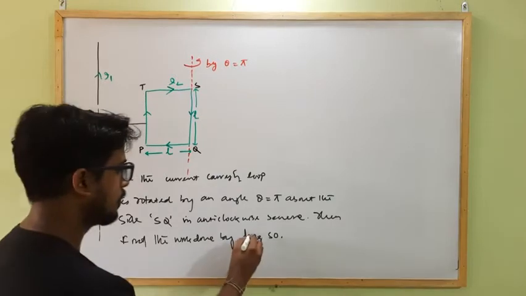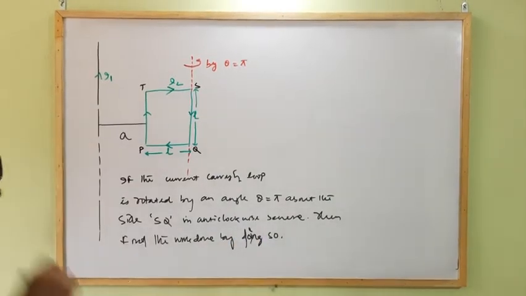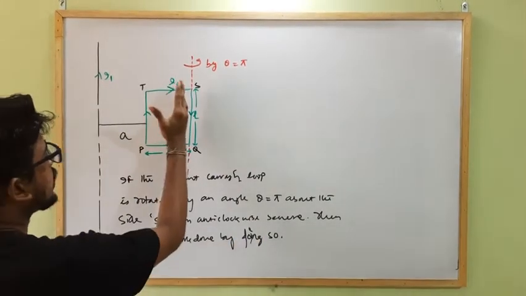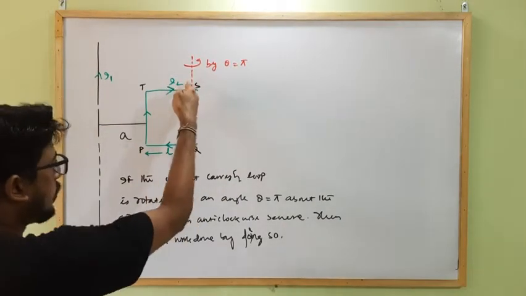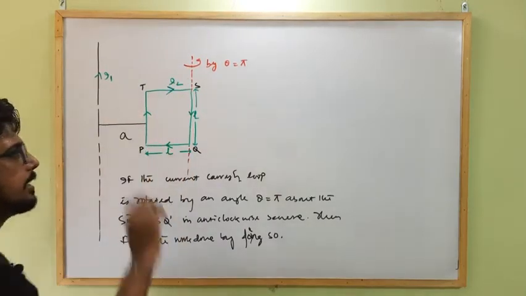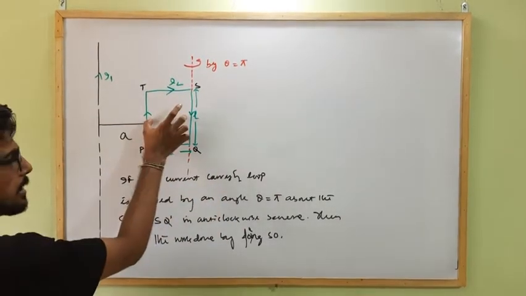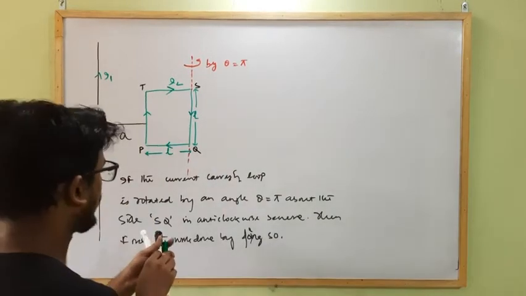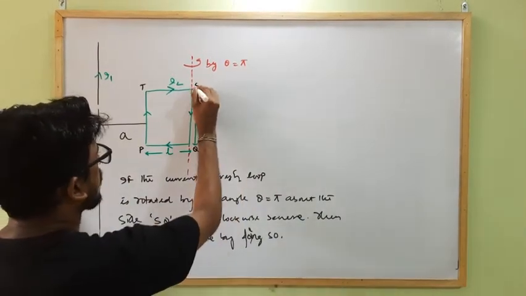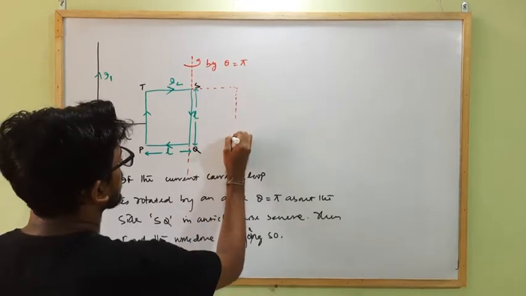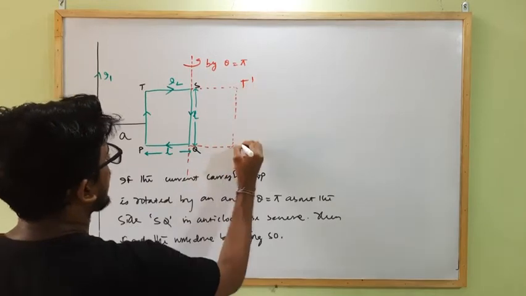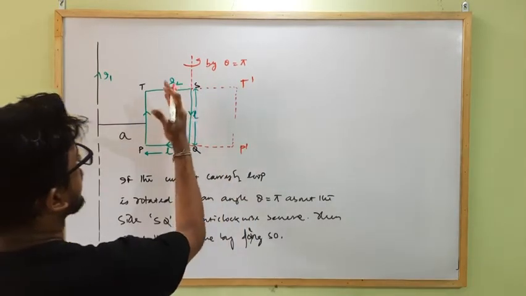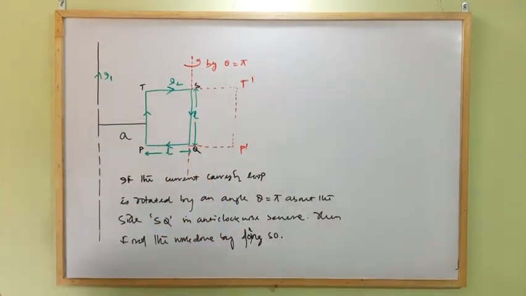Okay, clear? So you have to find out the work done by rotating this current carrying loop by 180 degrees in anticlockwise sense about this axis, which is passing through the side S and Q. So initially the coil is at this place and we have to place this coil. The final position of the coil will be like this. Clear? This will be T dash and P dash. It will be rotated by 180 degrees about this side SQ. So what will be the work done by doing so?